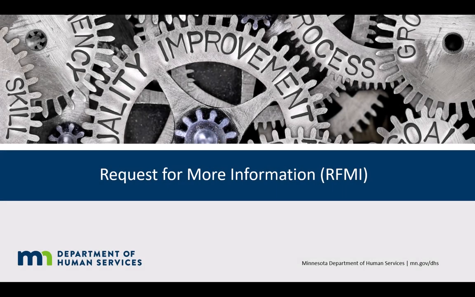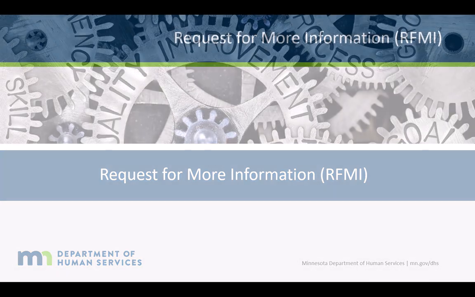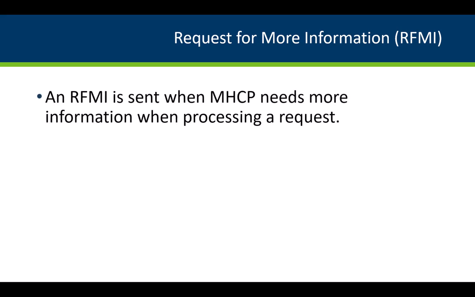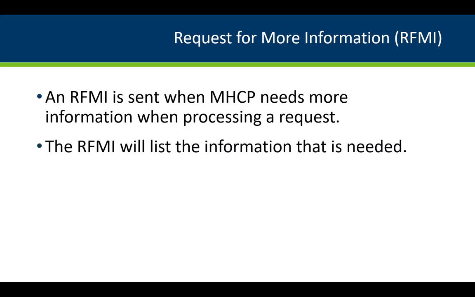In this video, we explain a Request for More Information, or RFMI, letter and where to find it. Minnesota Healthcare Programs, or MHCP, sends an RFMI letter to providers when an enrollment application or request a provider submitted is incomplete or missing information required for processing. The RFMI letter will list any corrections that providers need to submit for the request to be processed.